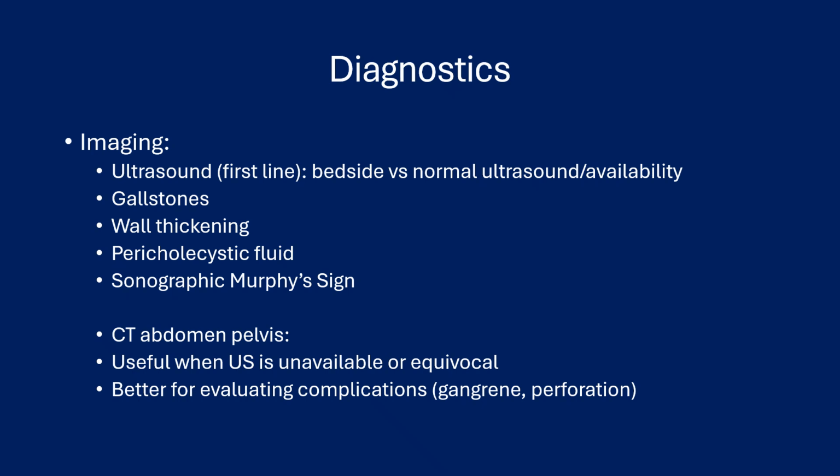CT abdomen and pelvis. And I say abdomen and pelvis because I generally don't order just purely a CT. If I order a CT abdomen, I'm ordering a CT of the pelvis. Useful when ultrasound is unavailable or equivocal. It's better for evaluating complications, gangrene, and perforation.